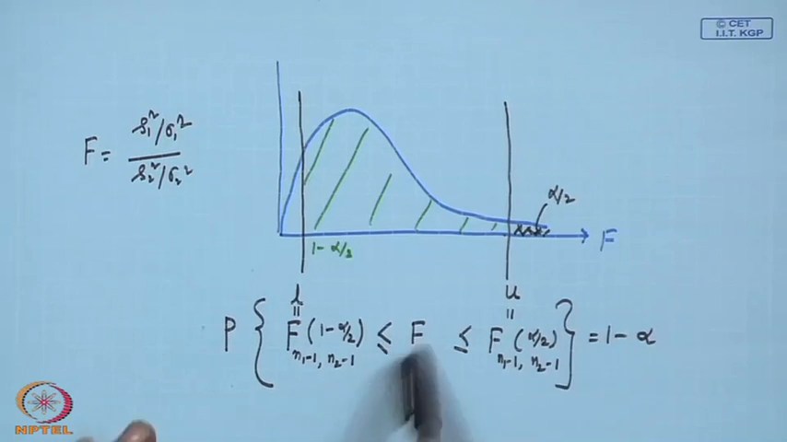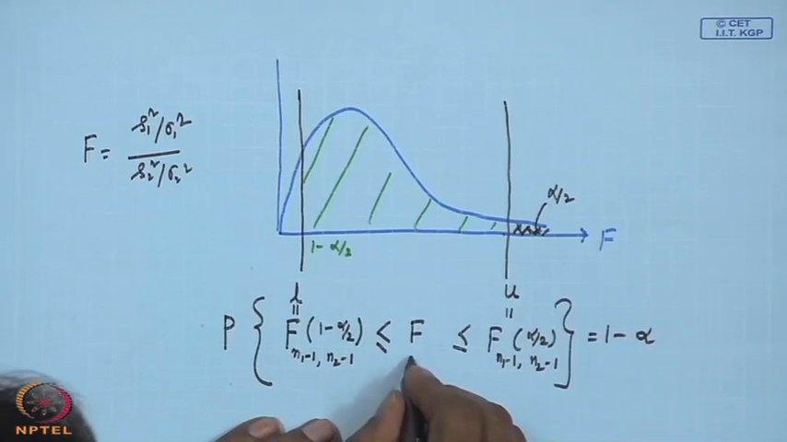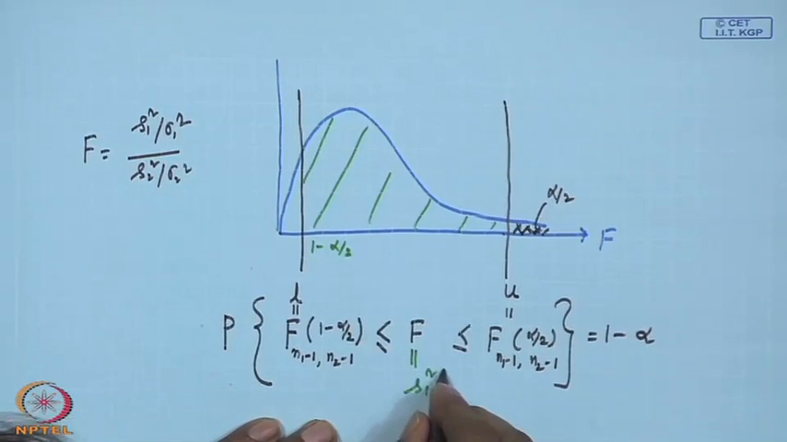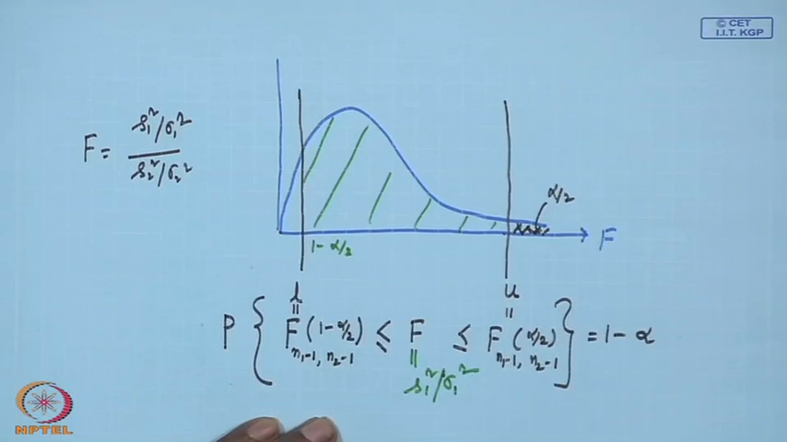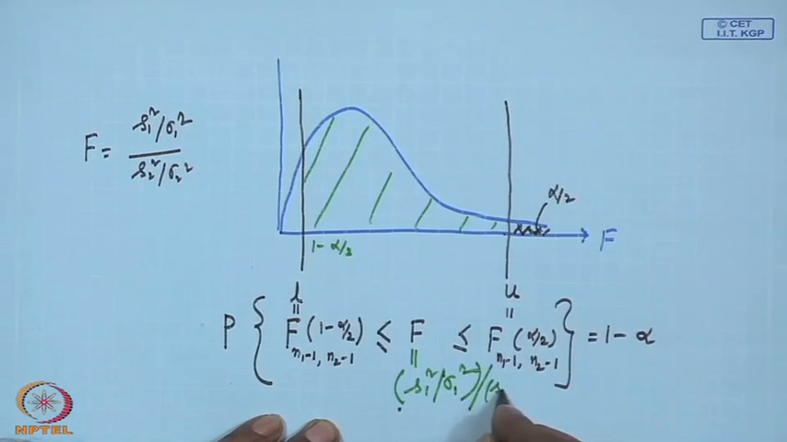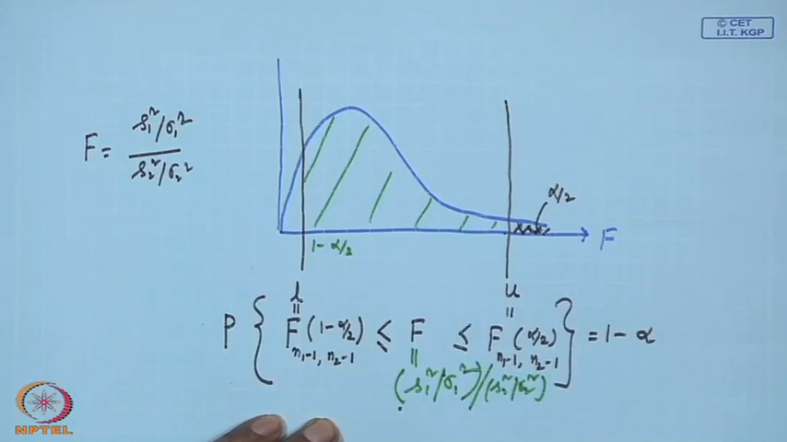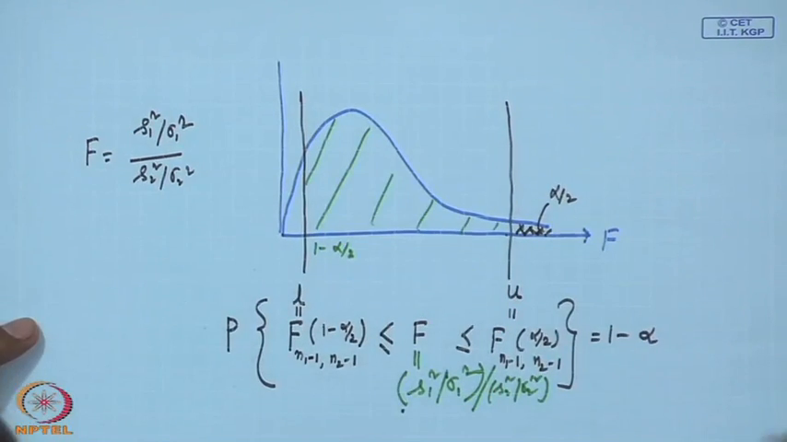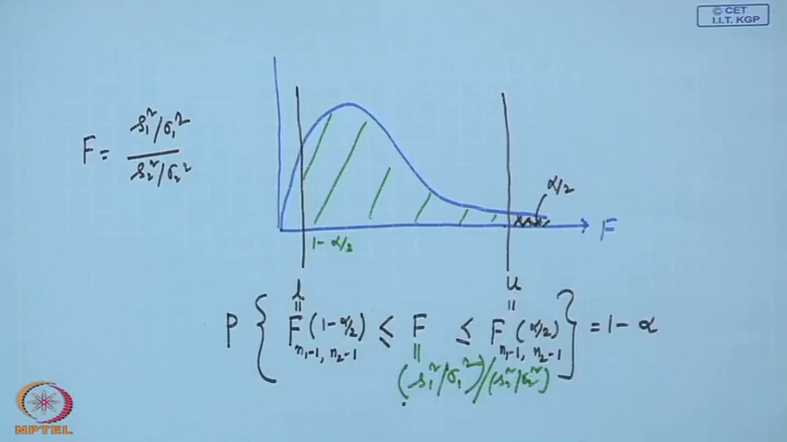Now, instead of F, you write down S 1 square by sigma 1 square, divided by S 2 square by sigma 2 square. What do you want ultimately from here? You want an expression where in the middle portion there will be sigma 1 square by sigma 2 square, then set the left and right-hand sides. Can you derive it now? Take 2 minutes and derive it.